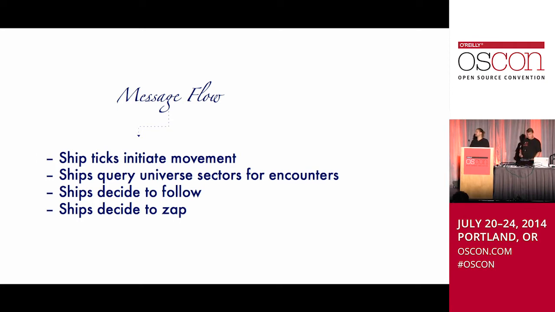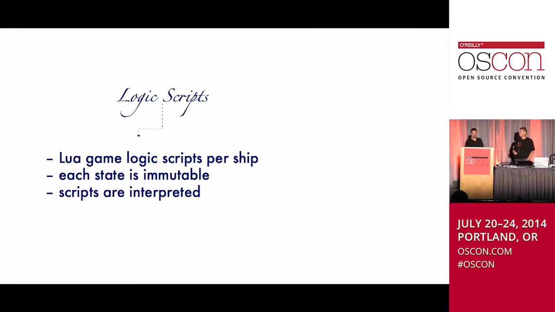If the ship is moving around in sectors in space, it can go out and ask the universe which ships are in this sector, and it will get back a list of ships from the sector. And it could decide, well, we don't have code for it now, but we could decide to follow a ship, or we could decide to zap a ship, which is what we're doing in the first case when you're doing the explosions for it.